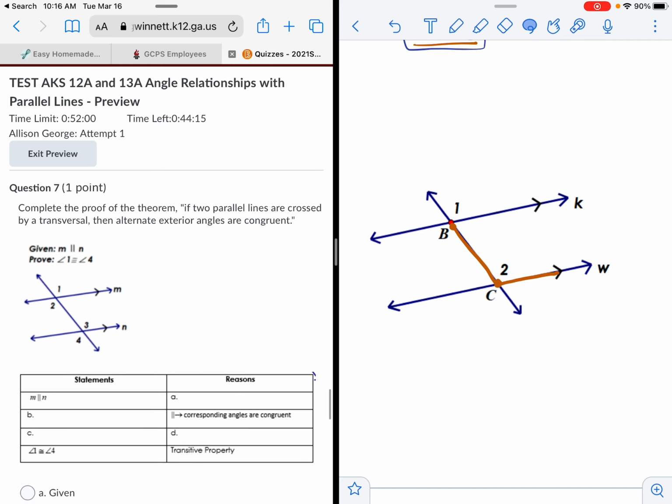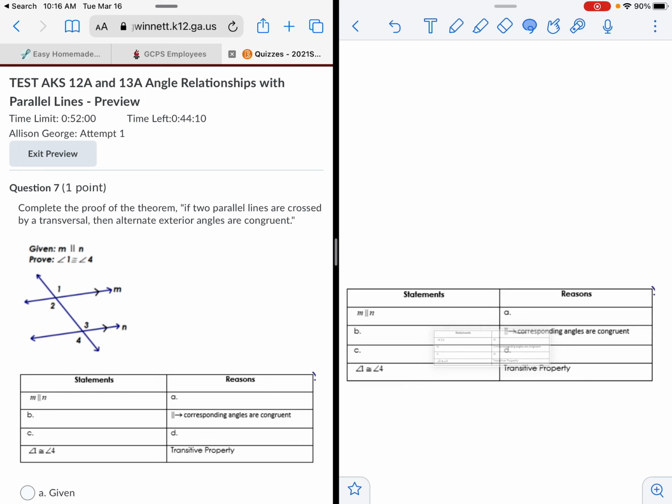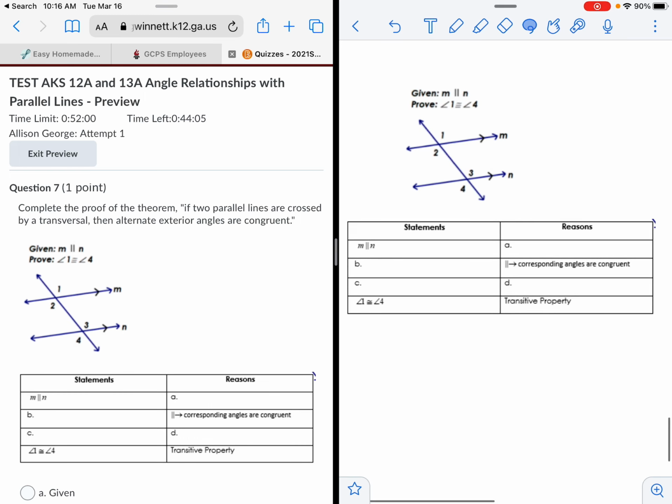All right, moving on. Now we're going to do a proof. So as I complete this proof, I'm going to complete it first and then we can find our answer choice. Whenever we do a proof, we always begin with the given. Our given is that m is parallel to n, and our reason is just given. The next one in the line, I'm trying to fill in the statement. I'm given the reason that corresponding angles are congruent. So I'm looking for a pair of corresponding angles.